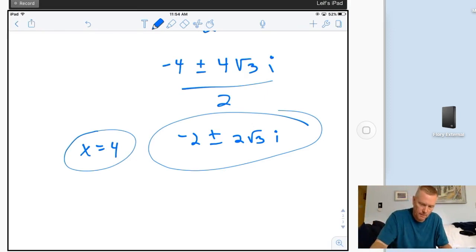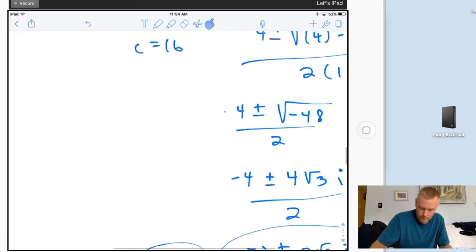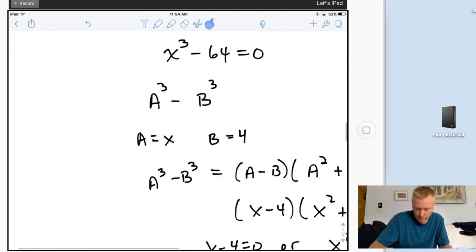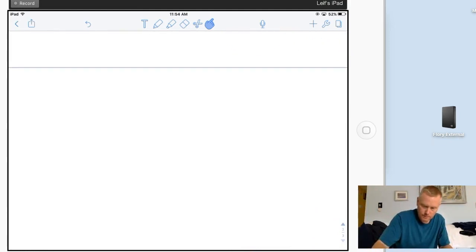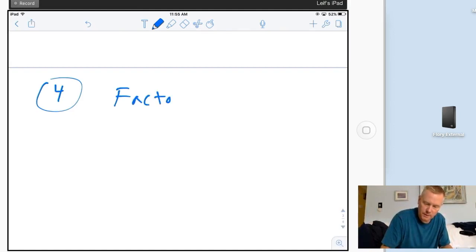All right, let's see. Number 3. That was number 3, wasn't it? I'm going to be off by 1 because of my notes. Okay, number 4. Factor by grouping. You come across these sometimes, and these are nice.